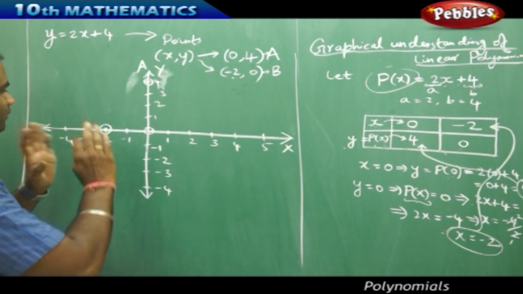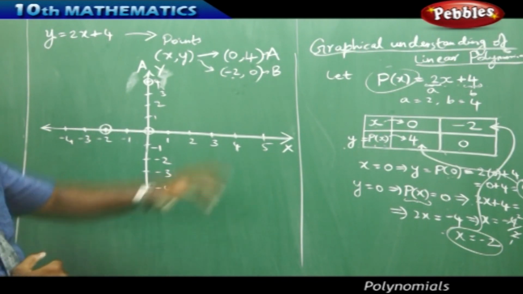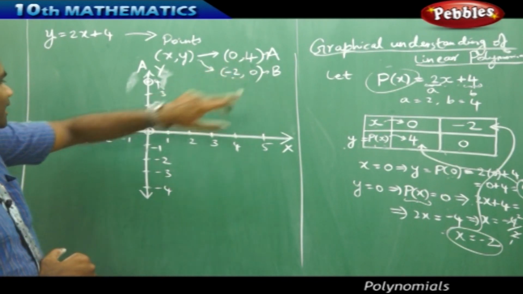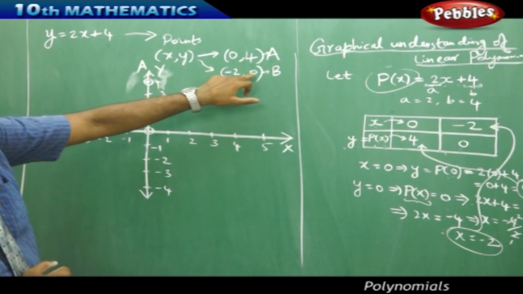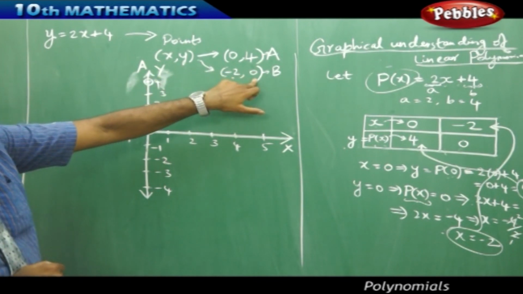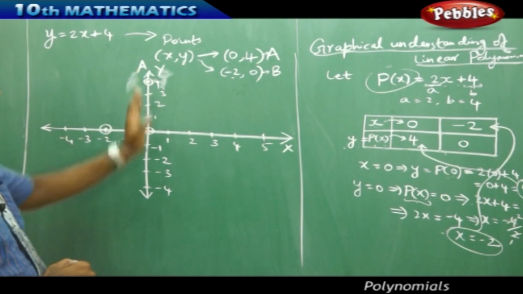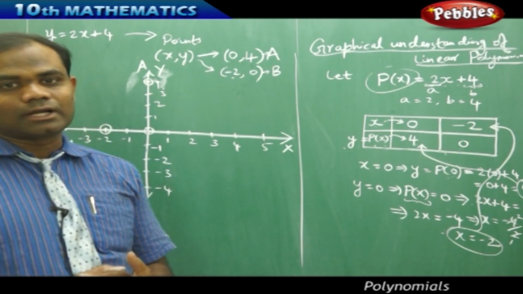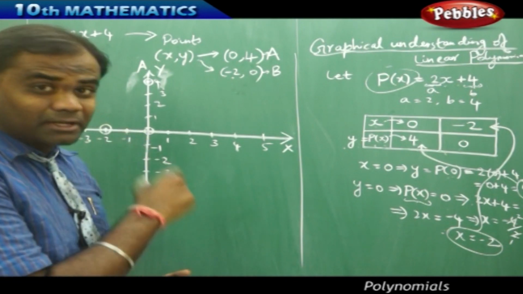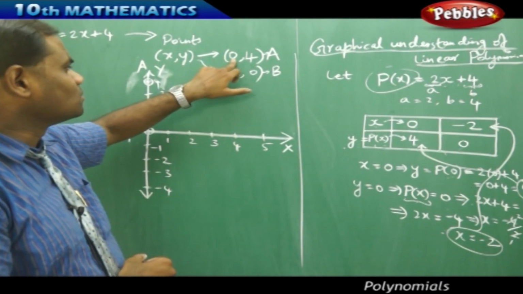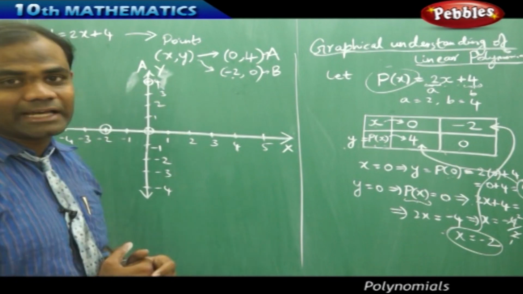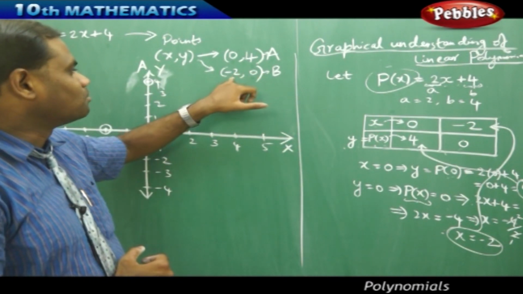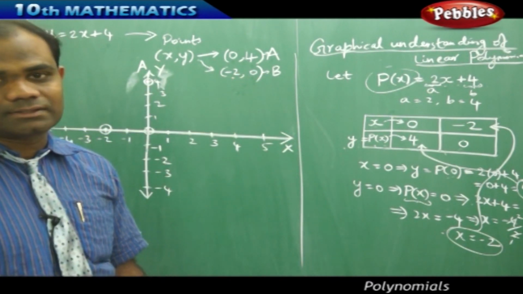So here there is one interesting point we need to note, that when x is 0, the point lies on the y-axis. When y is 0, the point lies on the x-axis. It's a very important point which we use in graphical concepts, and again I repeat, when x is 0, the point always lies on the y-axis, and when y is 0, the point always lies on the x-axis.